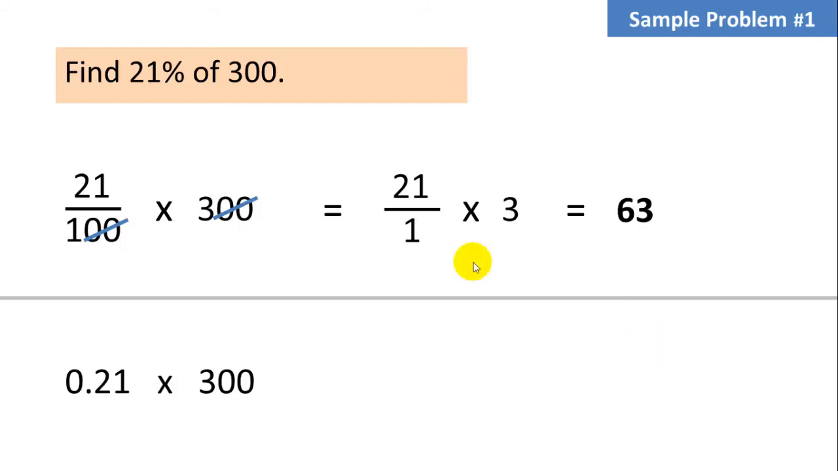Another way to solve this is to convert the 21% to a decimal, 0.21, multiply that by 300, and you get the same answer. This one just uses a decimal instead of a fraction. I think the fraction is a little simpler to do in your head because you cancel out the zeros and just get 21 times 3. Anyway, 2 different ways to solve that easy problem.